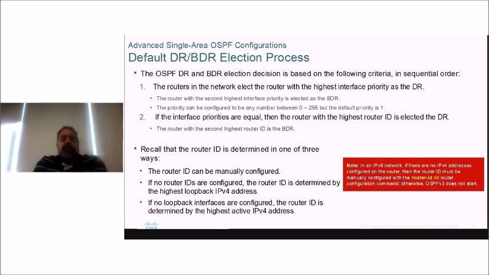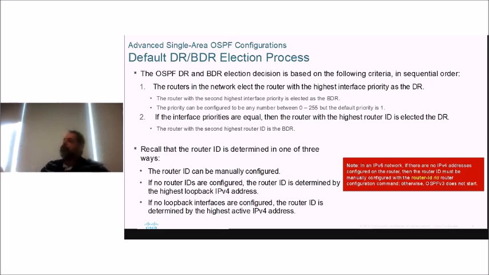So how do we decide who's going to be DR and BDR? The first thing that is checked is the interface priority for that interface on the multi-access network. It's an 8-bit number, so you can have a value from 0 through to 255. The higher the number, the better chance that the router will become DR. By default, they're set to 1, so that's not very high at all. If you set the priority to 0, that router will never become DR or BDR. But of course, higher than 1 will increase its chance of becoming that router.